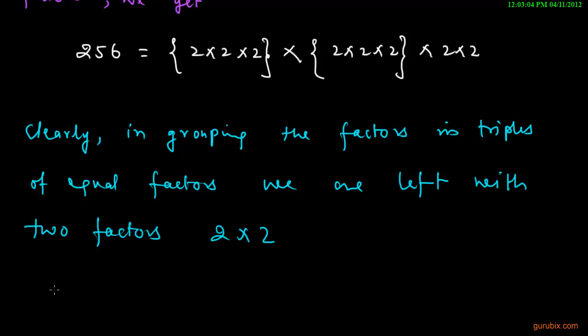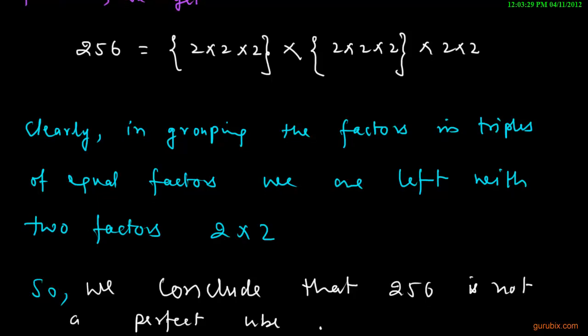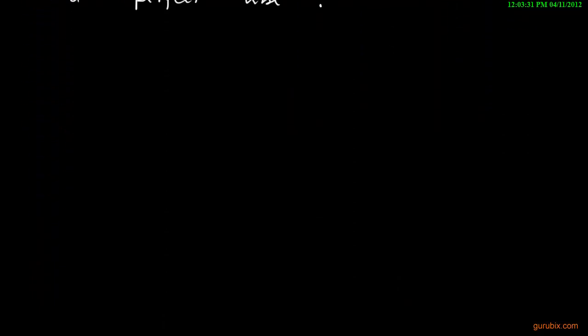So we conclude that this 256 is not a perfect cube. So this is the solution of part 1, and now we shall learn part 2.